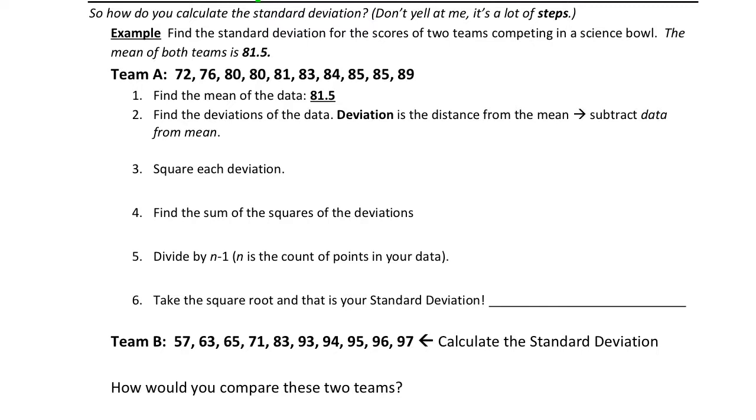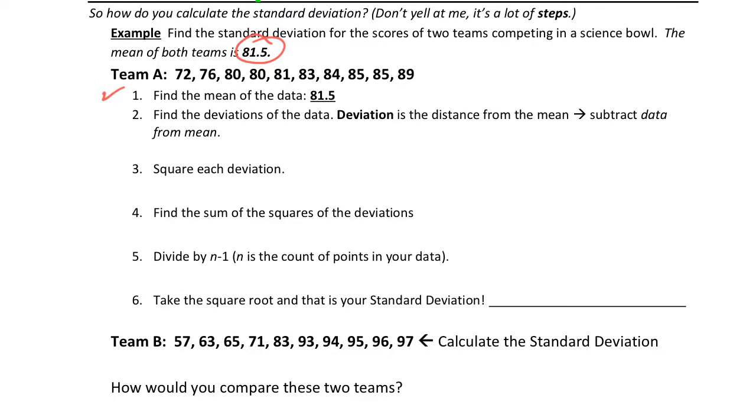In our example here, it says to find the standard deviation for the scores of 2 teams competing in a science bowl. The mean of both teams is 81.5. So they've already given us the most important information we need, and that is the mean. So we're not going to have to calculate that ourselves. Step 1 is done. We can check it off. Find the mean of the data.